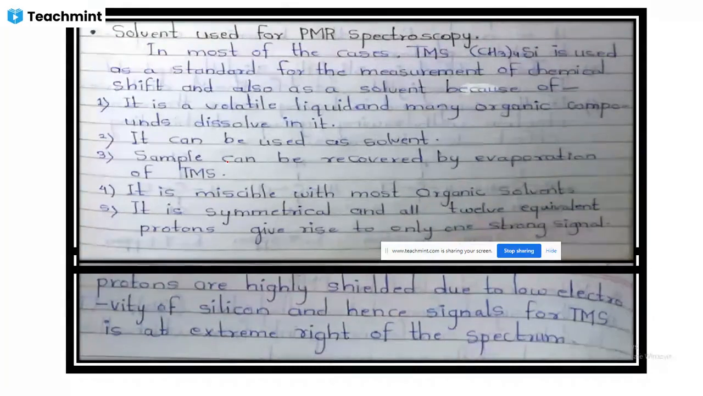Shielded means what? What is the meaning here? Protons are highly shielded. What is the meaning of that particular shielded?